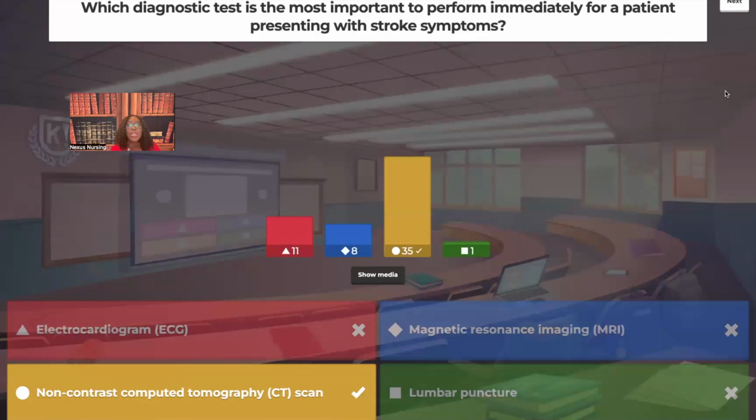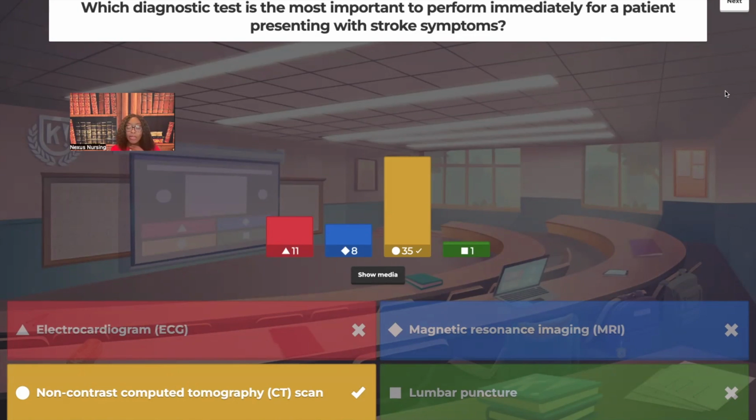ECG. When would an ECG be preferred? An ECG would be preferred when we suspect some type of cardiac dysrhythmia, right? That's going to look at the electrical impulses of the heart, something like AFib, VTAC, SVT. Now, next, MRI. MRI would be preferred when we want to look at soft tissue disorders of the CNS, or maybe visualize the joints, right?